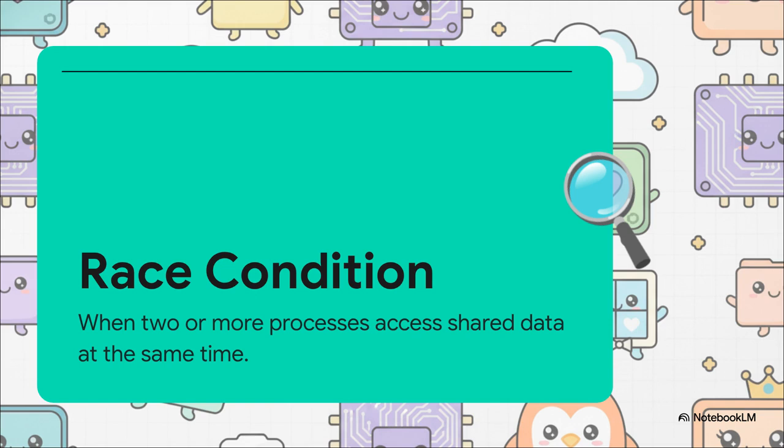Complete chaos, right? To prevent this and solve what's known as the critical section problem, the OS enforces 3 strict rules: mutual exclusion, progress, and bounded waiting. It does this using synchronization tools like semaphores, mutexes, and monitors. Think of them as high-speed traffic lights for your data.